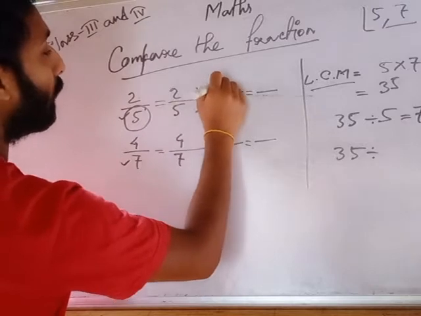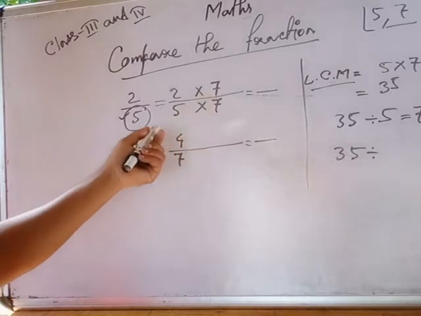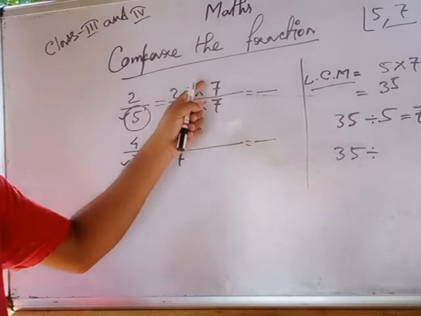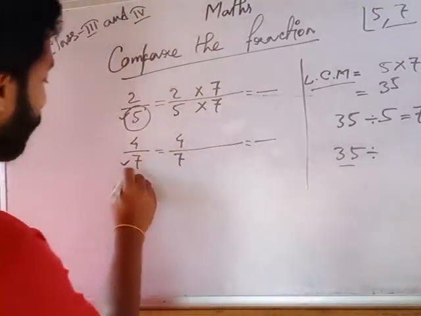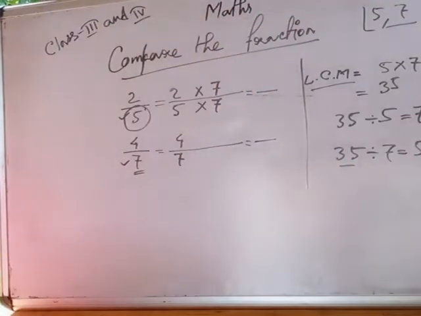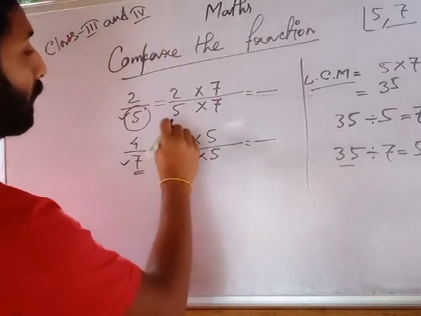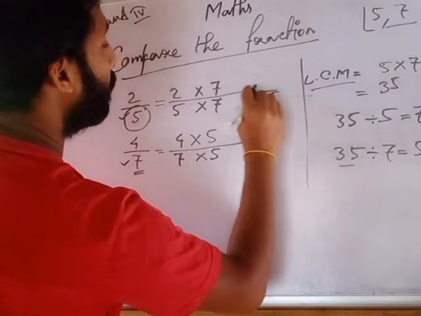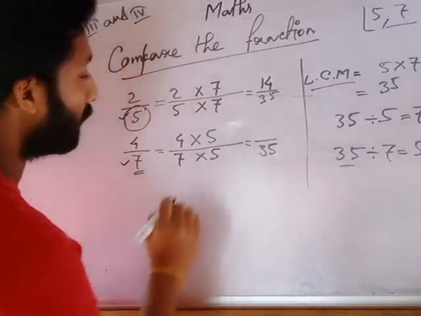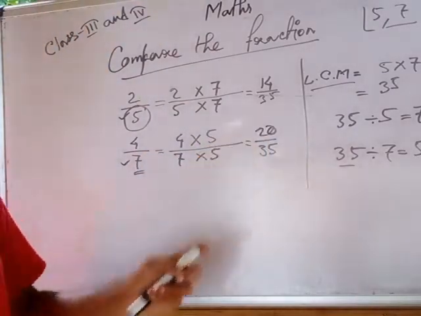To get the equivalent fraction, we should multiply with the same number. Here is 35 and here is 7, so we divide 35 by 7. 7 5s are 35, that means we should multiply with 5 here and here also 5. 5 7s are 35 and 2 7s are 14. Here 5 7s are 35 and 5 4s are 20, so we write 20.